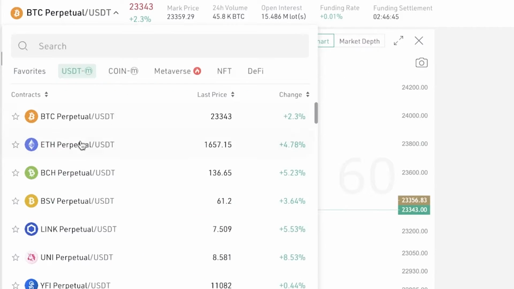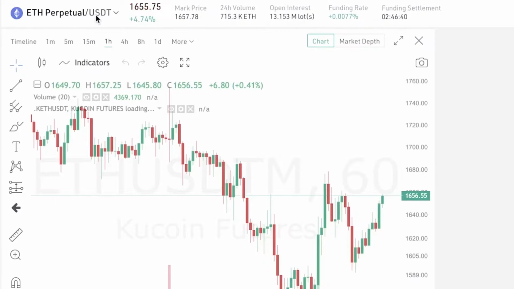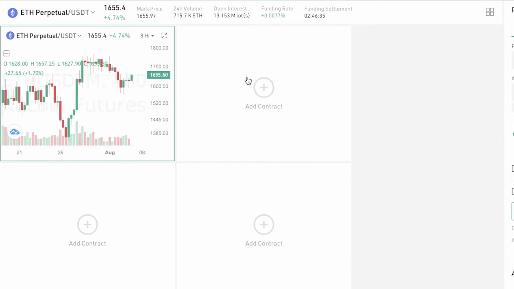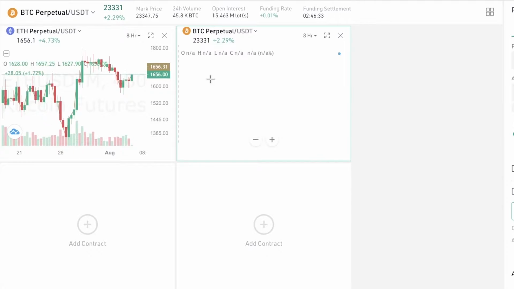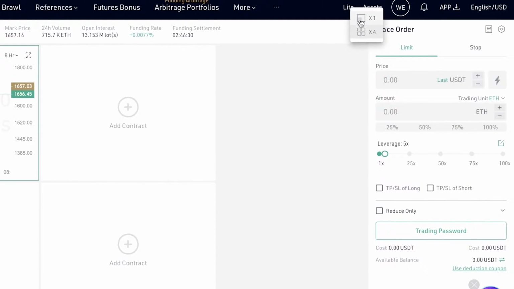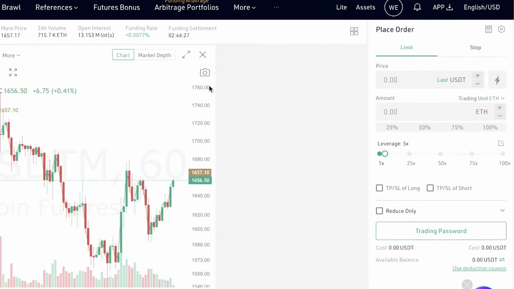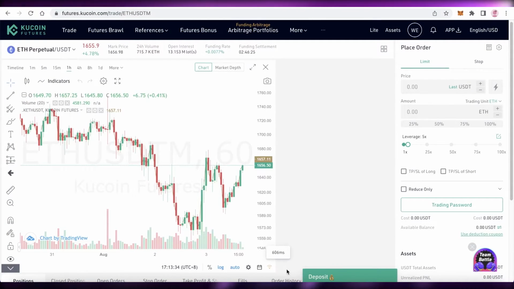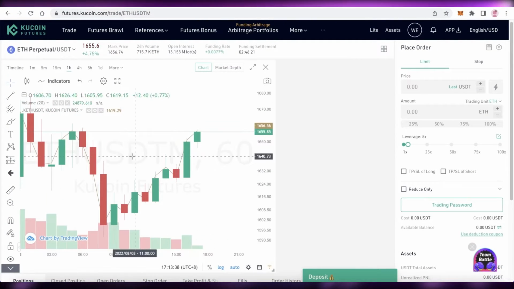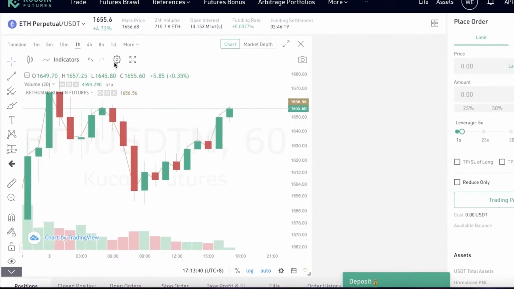Now, this is the chart for BTC or Bitcoin. You can look at the futures market for any other platform as well, and then you can also go ahead and click on add contract, and you can open up multiple windows at once to see multiple different crypto tokens at one place. So that is totally up to you. Now, I don't recommend opening up multiple different ones because we're trading and we're looking to actually make a profit, and you can't disturb your focus like that.